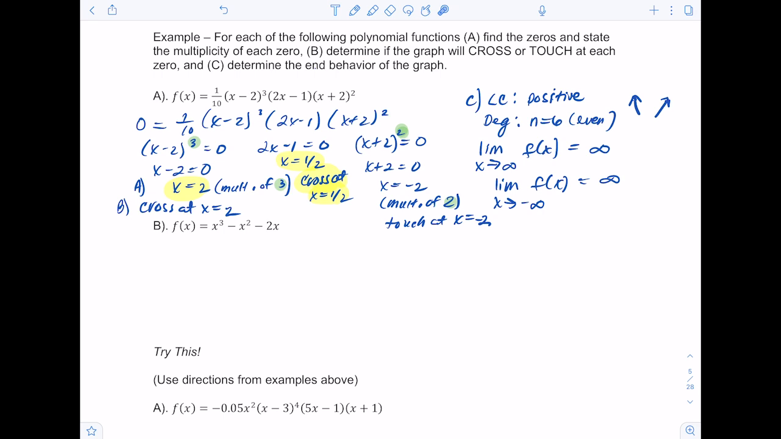Anytime you're talking about end behavior and it's positive and even or negative and even, you're going to get the same answer for both limits, okay? Because remember, both sides are going to be going in the same direction. It's when you have odd powers that it's going to go opposite. So you'll get two opposite answers. One will be positive infinity, the other will be negative infinity.